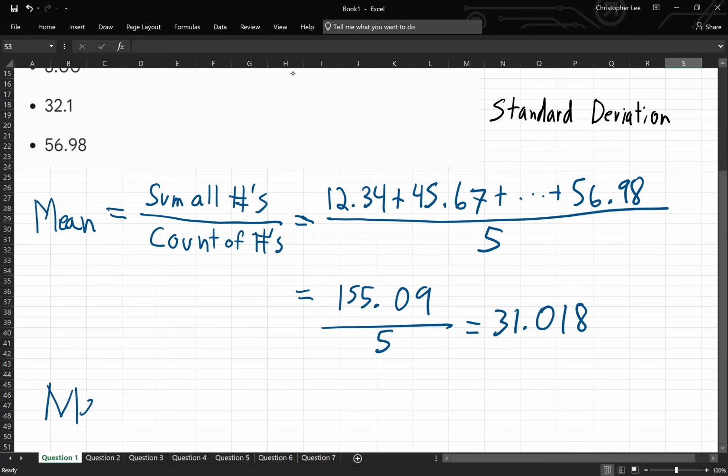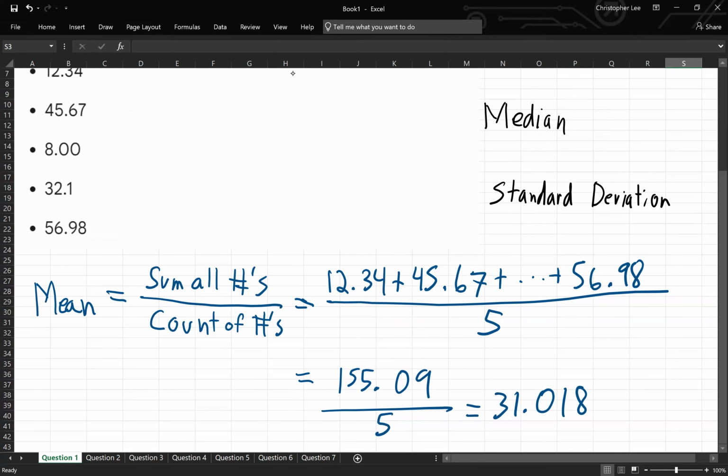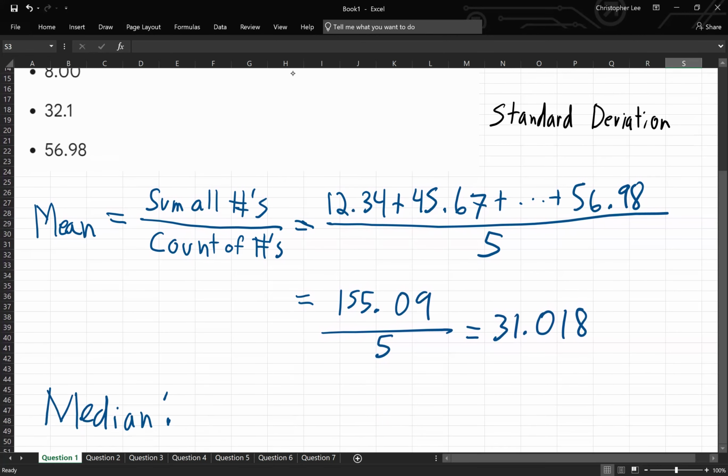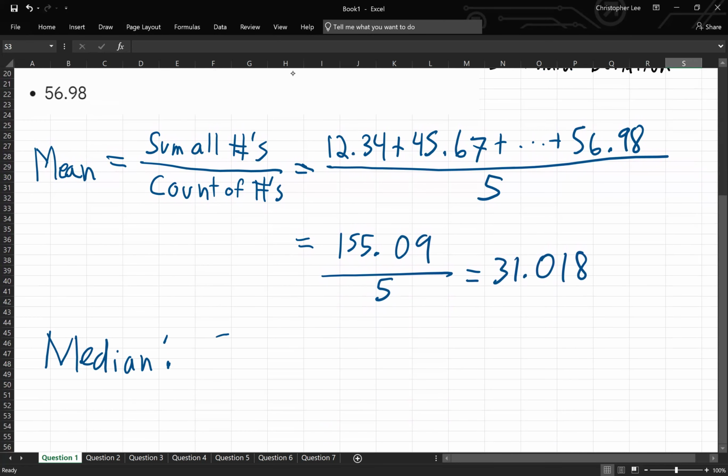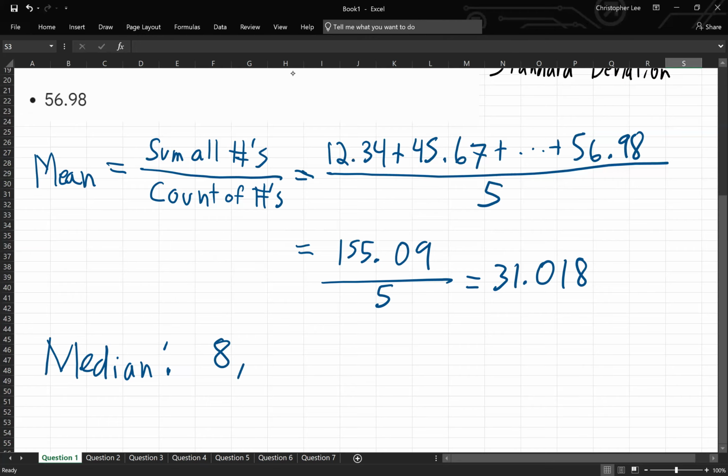So now, how do I do the median? We list all the numbers in order, and then find the middle number. Very good. So I got to put them in order first, and then find the middle number. What's the smallest number here? 8. Very good. What's the next smallest number?